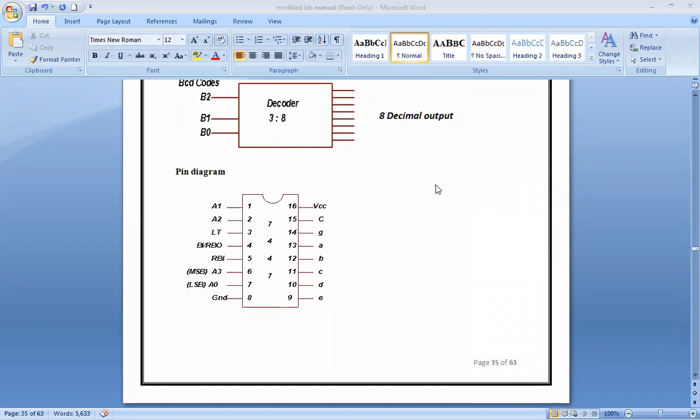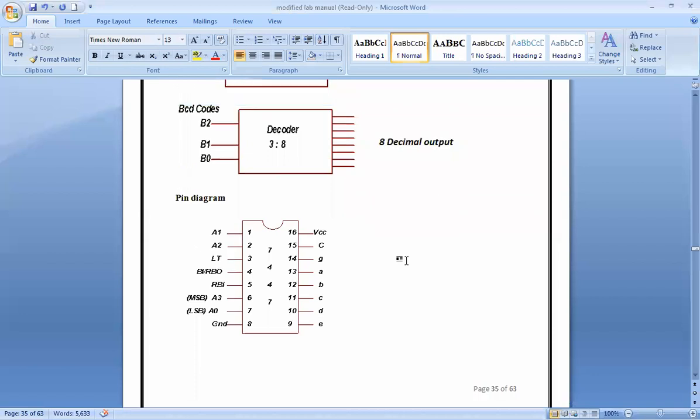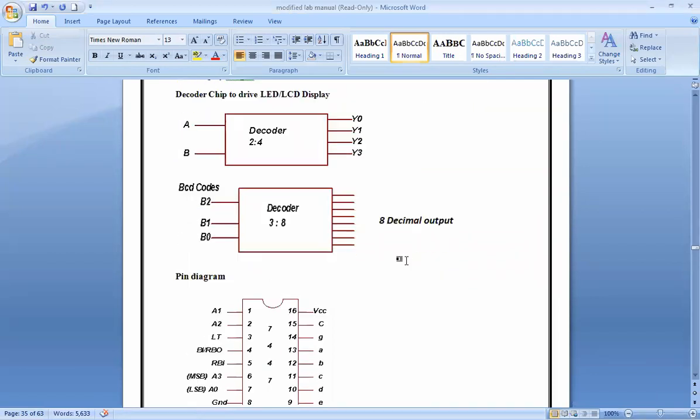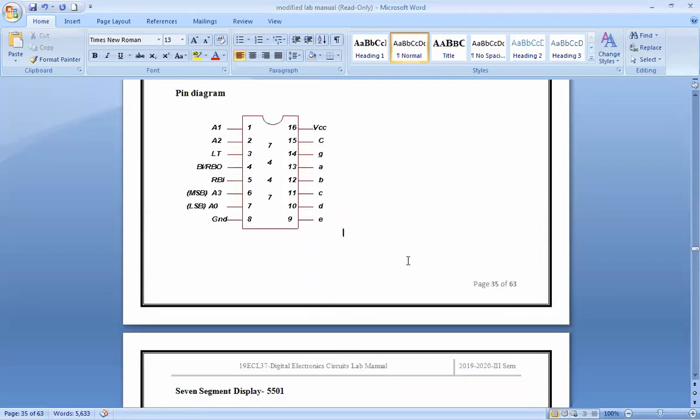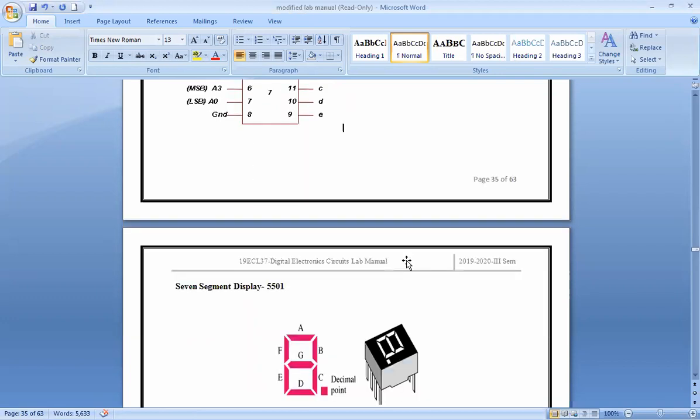So this is your pin configuration, wherein VCC is also there. Then you have this A, B, C, D, E, F. We will be using this C and G. So now I will tell you what this A, B, C, D, E, F, G is, once we look into this diagram.